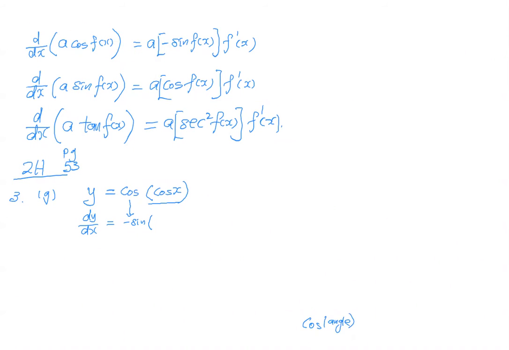So sin what? What should I write down here? Sine of, hold on. If my angle is x, I write down x. If my angle is 2x, I write down 2x. If my angle is cos x, I will write down. You see, this is the angle, right? So in this case, what is my angle?